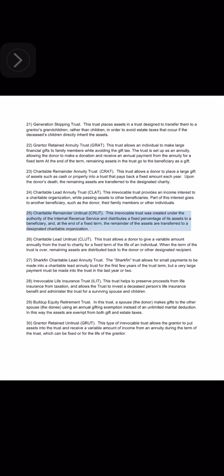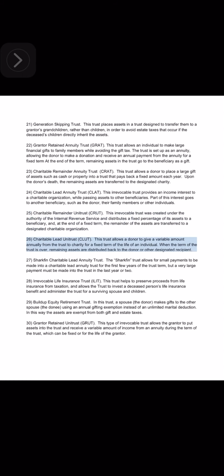25. Charitable Remainder Unit Trust, CRUT. This irrevocable trust was created under the authority of the Internal Revenue Service and distributes a fixed percentage of its assets to a beneficiary, and, at the end of a fixed term, the remainder of the assets are transferred to a designated charitable organization.